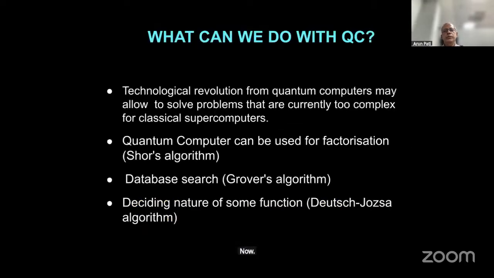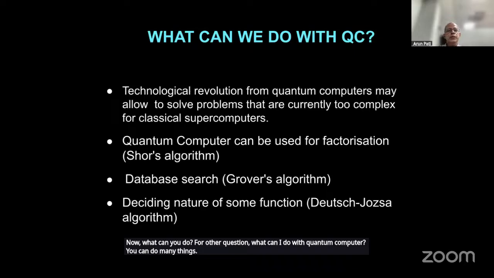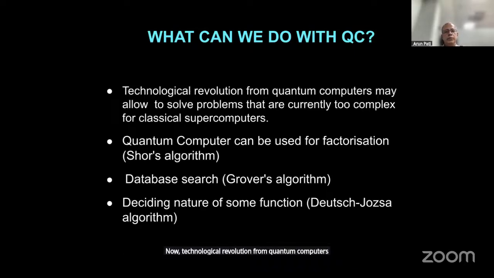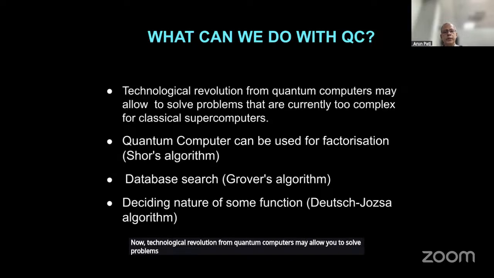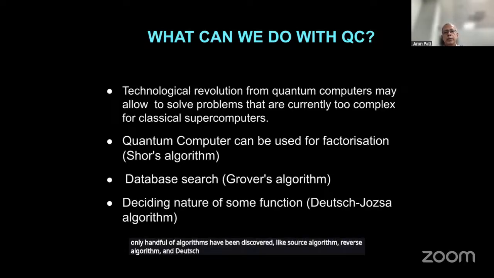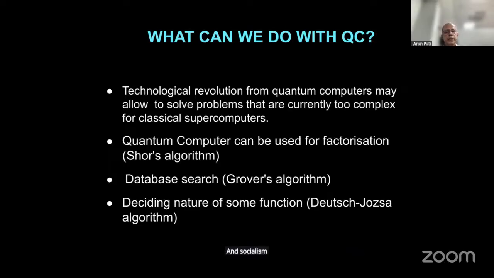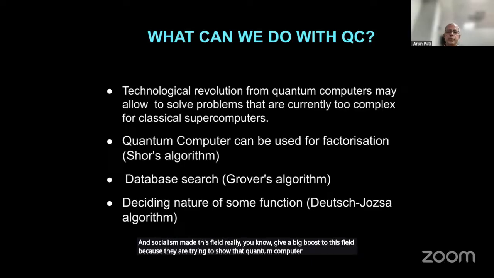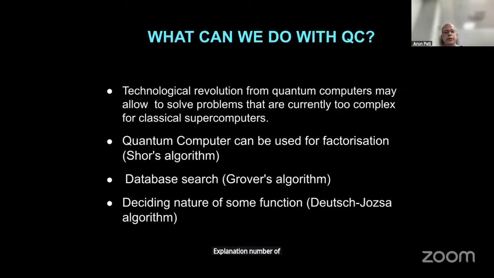Now, what can you do? So the question, what can you do with quantum computers? You can do many things. Now, technological revolution from quantum computers may allow you to solve problems that are currently too complex for classical supercomputers. In early days, like 1994 to 96, 98, around that time, only a handful of algorithms had been discovered, like Shor's algorithm, Grover's algorithm, and Deutsch algorithm. And Shor's algorithm gave a big boost to this field, because that tried to show that quantum computers can be used for factorization exponentially faster than classical computers.